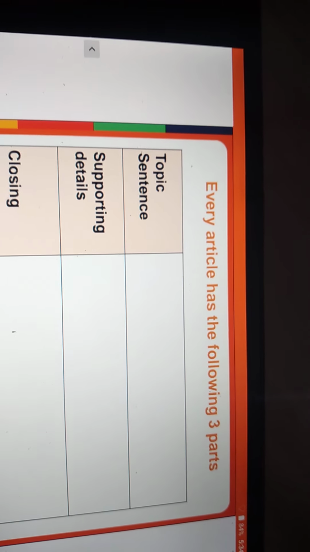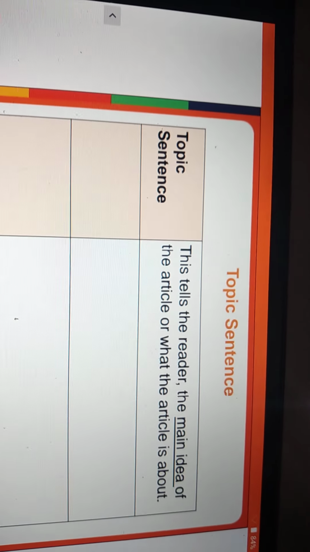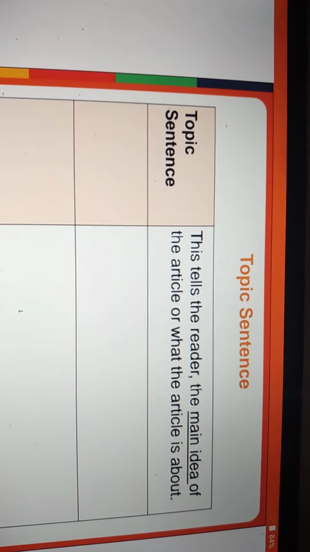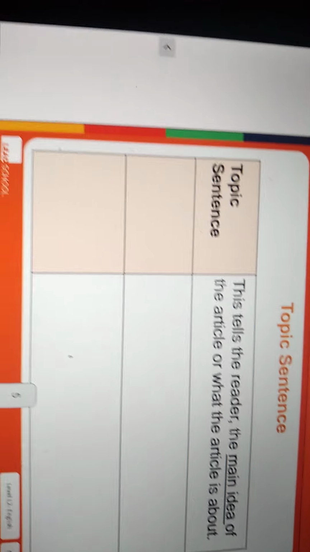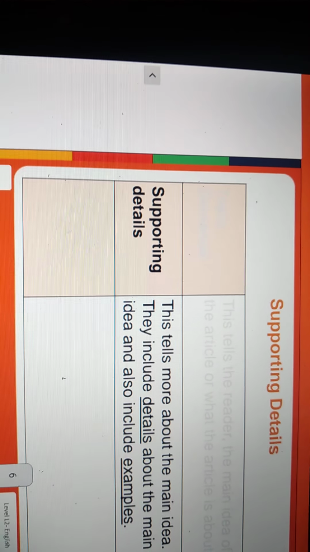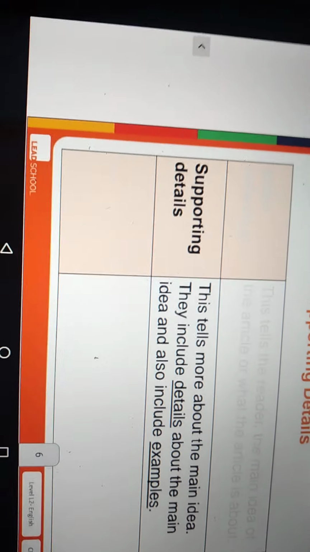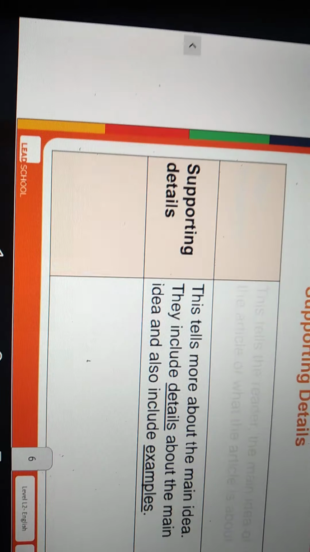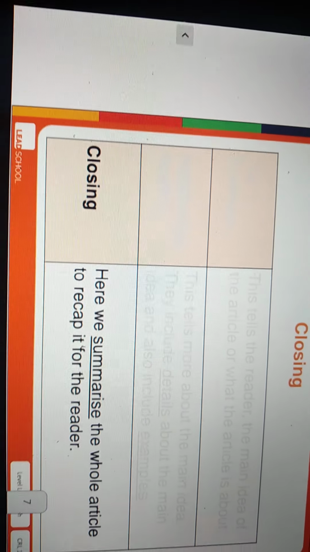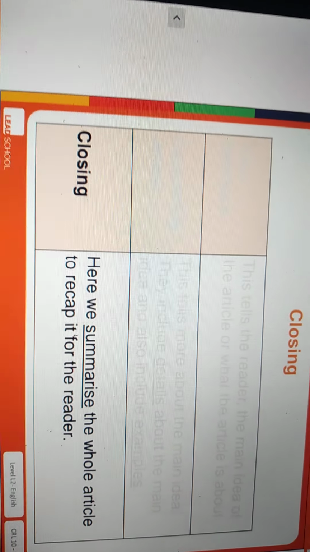See children, what does a topic sentence have to be? The topic sentence tells the reader about the main idea of the article. In the first line itself we tell what we are talking about. Next, the supporting details tell us more information related to the topic. In the closing, we summarize the entire article.